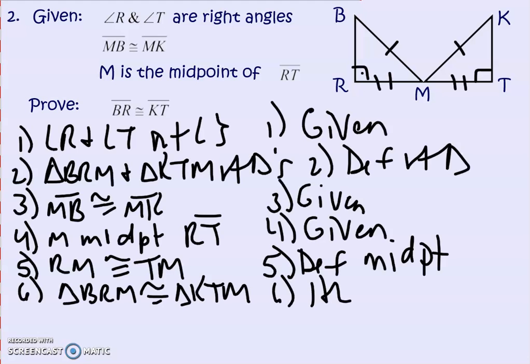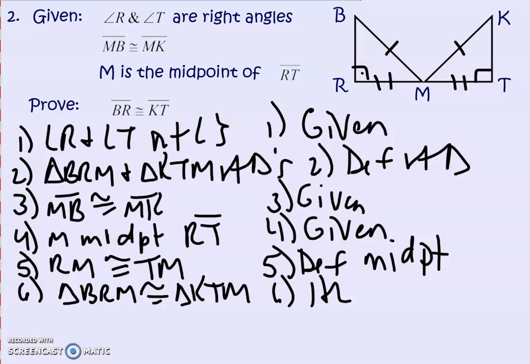To get these triangles congruent, we start with angle R and angle T being right angles. That's given to us. As I look at this, knowing that MB and MK are congruent, that's the hypotenuse of a right triangle. But in order to have that, we have to say we have right triangles. Anytime you're going to use hypotenuse leg, you need to say in your proof that you have 2 right triangles. So triangles BRM and KTM are both right triangles. That's what that blurry thing says, using the definition of a right triangle.